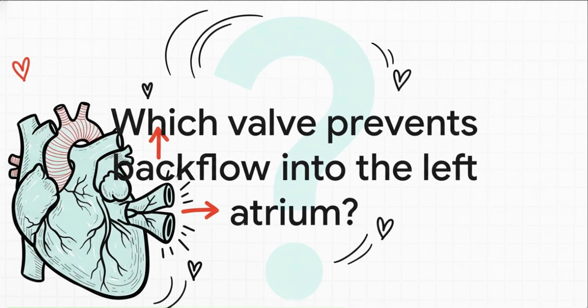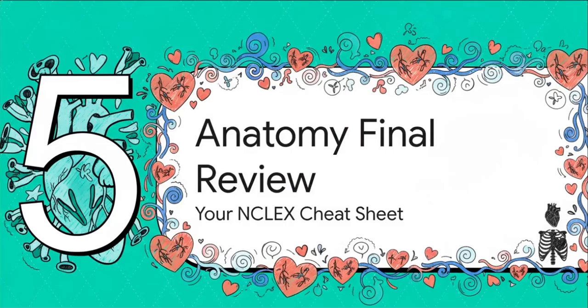Which valve prevents the backflow of blood into the left atrium? Think about the left side of the heart. The answer is the mitral valve, which is also called the bicuspid valve. When that powerful left ventricle contracts, the mitral valve slams shut to make sure blood only moves forward. You did an awesome job on those questions.